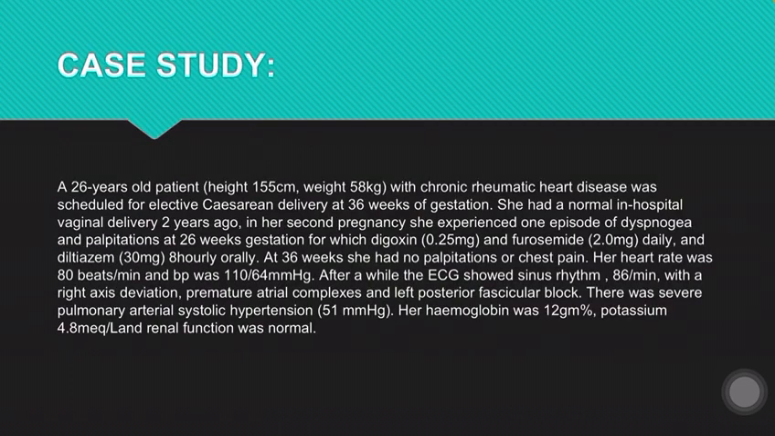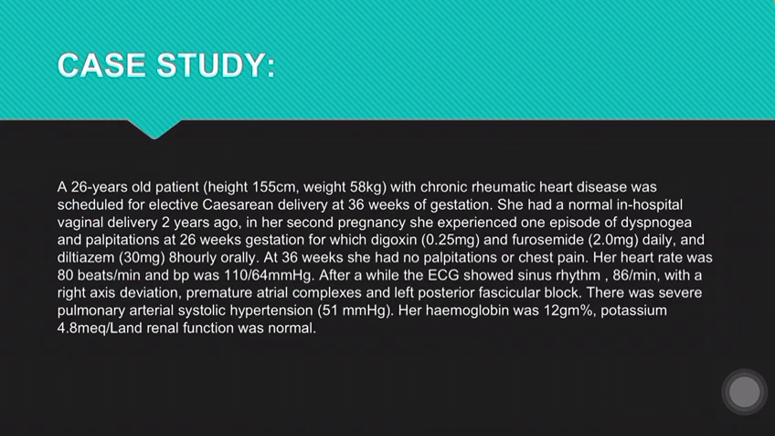The case study. A 26 year old patient, height 155 cm, weight 58 kg, with chronic rheumatic heart disease, was scheduled for elective cesarean delivery at 36 weeks of gestation. She had a normal in-hospital vaginal delivery 2 years ago. In her second pregnancy, she experienced one episode of dysphagia and palpitations at 26 weeks gestation, for which digoxin 0.25 mg and furosemide 2.0 mg daily and diltiazem 30 mg every 8 hours was recommended orally.